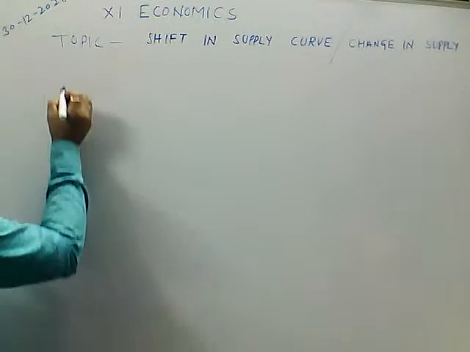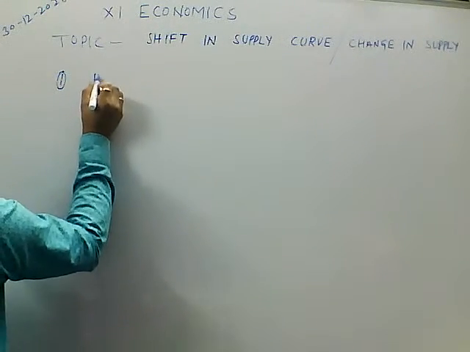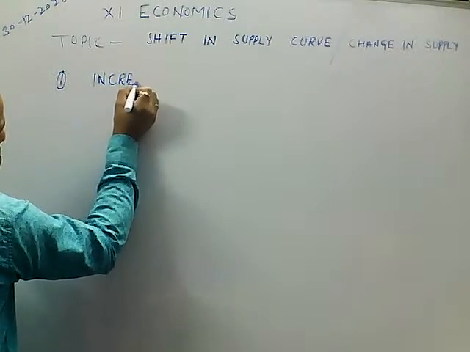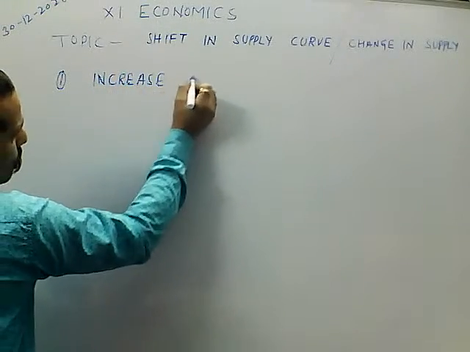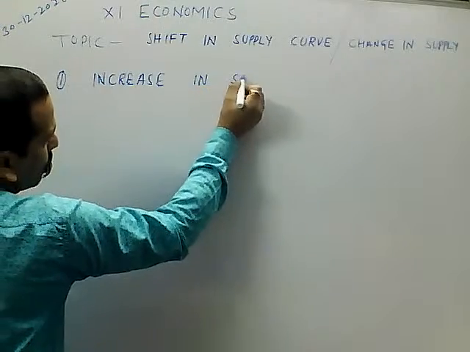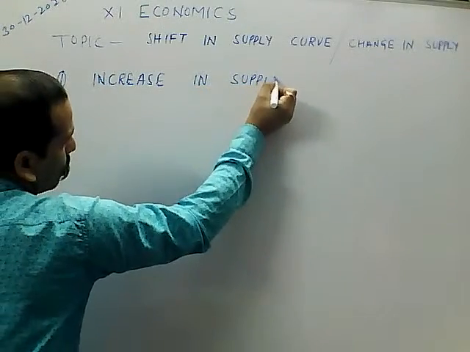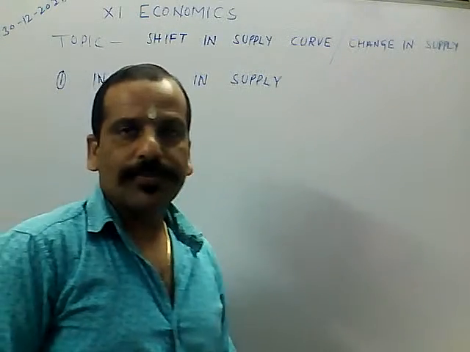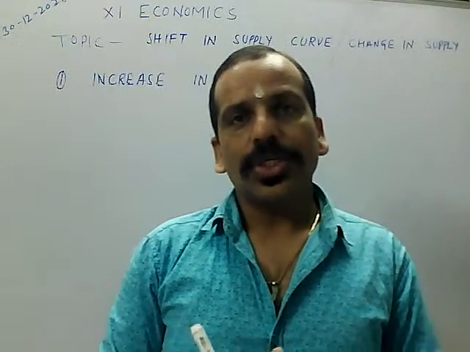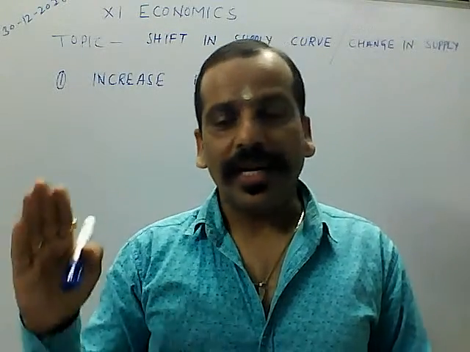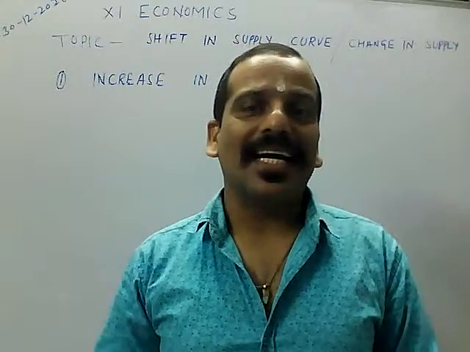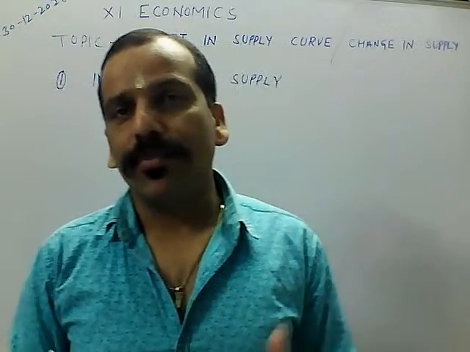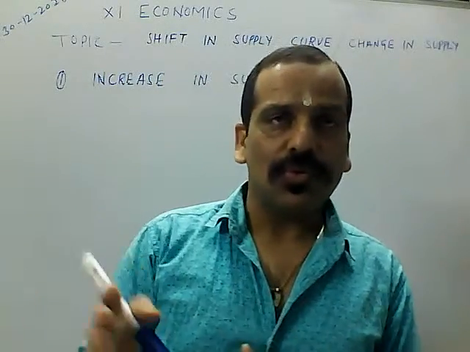Okay. So first is increase in supply. So in case of increase in supply, the supply curve shifts to the right hand side, and prices of the commodity remain constant. This shift is due to other things.